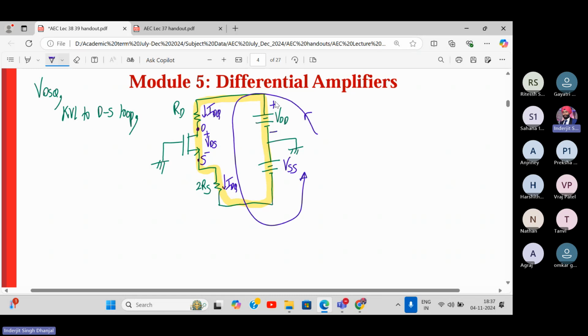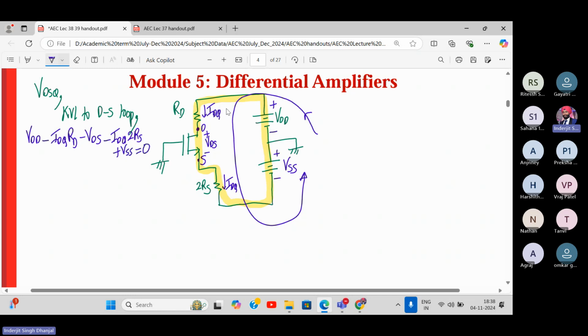So it's minus plus. So it will be plus VDD. What will come now next? IDQ into RD, right? Next, plus minus. So minus VDS. Then will come IDQ into twice RS. Then what will come? Then minus plus. So plus VSS, correct?